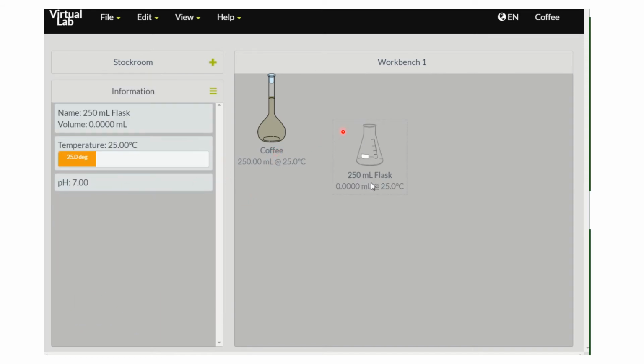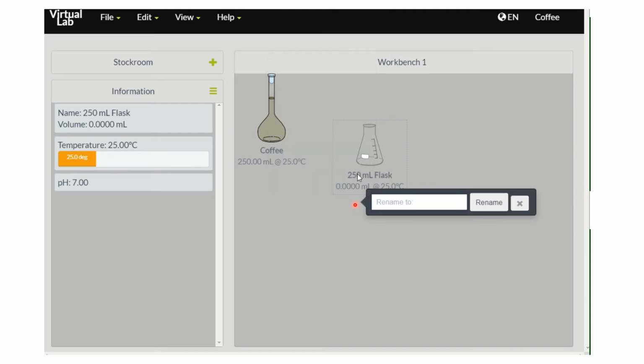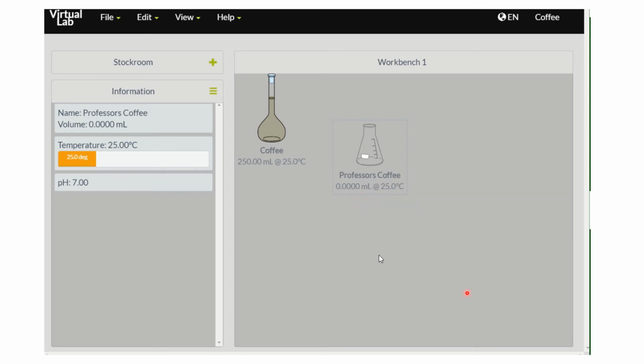I'm starting with a flask. And you know how at Starbucks they get your cup and they put your name on it? So that's what I'm doing because I'm a barista, remember? Professor's coffee. And I'm getting it ready so that I can prepare that coffee, right?